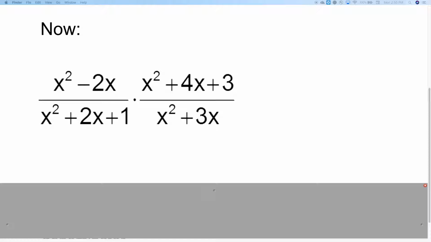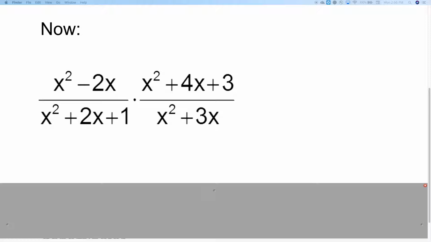And my question to you would be, would we want to multiply across in the numerator and the denominator first here? No way, right? I don't want to distribute all these terms and get some quartic polynomial that I would then have to try and factor, right?